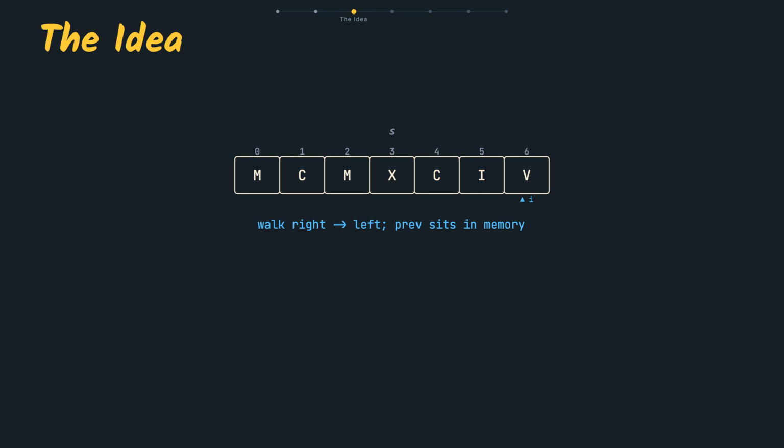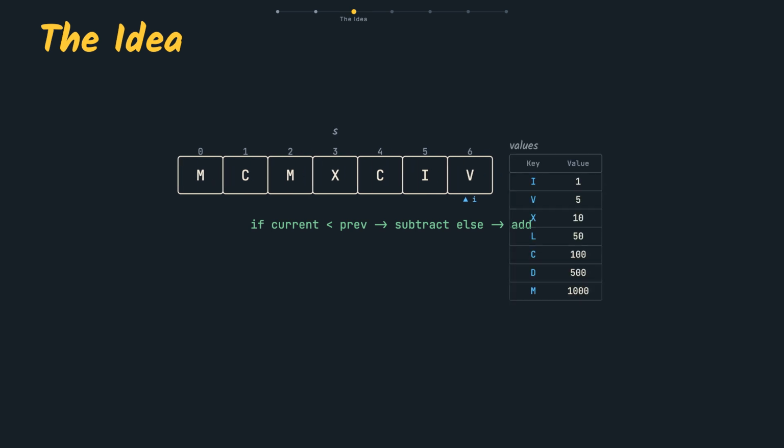What if we flip the direction? Walk right to left. Then what comes after is something we've already seen, sitting in memory. Now the question is simple. Is this symbol smaller than the last one I saw? If yes, subtract. If no, add.